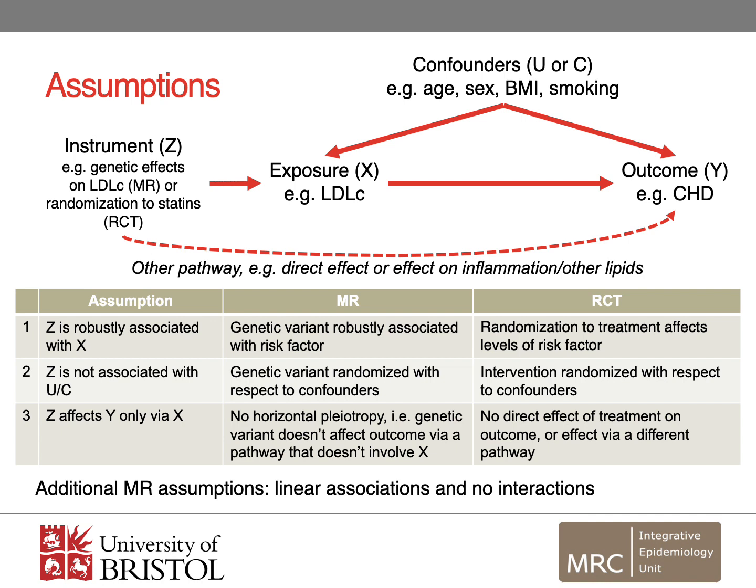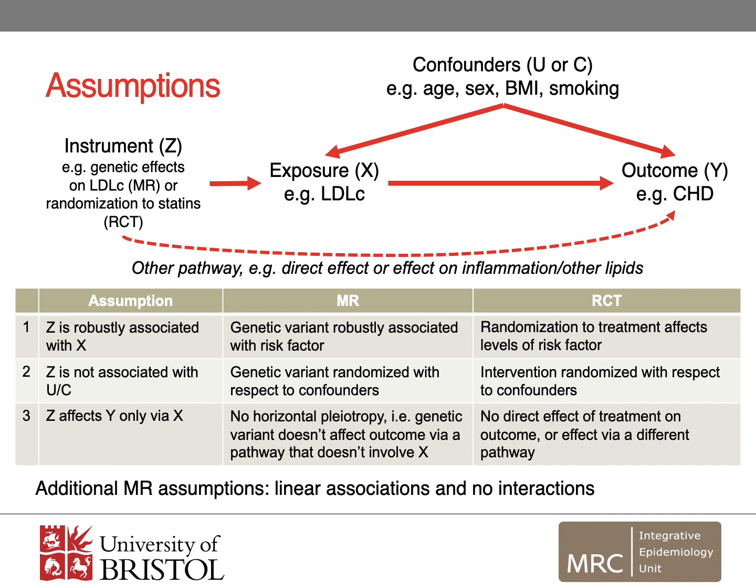The first assumption is that the instrument must be robustly associated with the exposure. In MR, this means that the genetic variant must be robustly associated with the exposure, and in an RCT, it means that randomization to the treatment must affect levels of the exposure. The second assumption is that the instrument is not associated with any measured or unmeasured confounding factors. In MR, the genetic variant must be randomized with respect to the confounders, and in an RCT, the intervention must be randomized with respect to confounders.